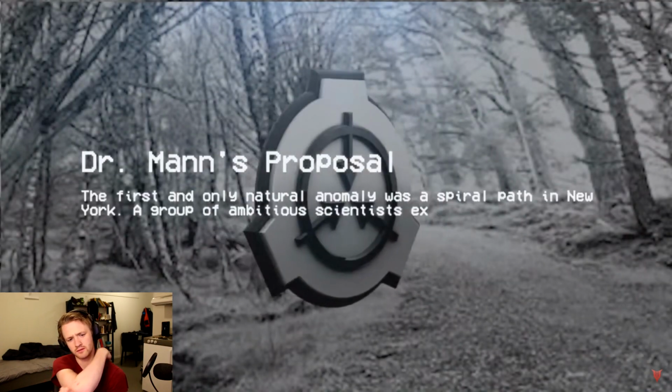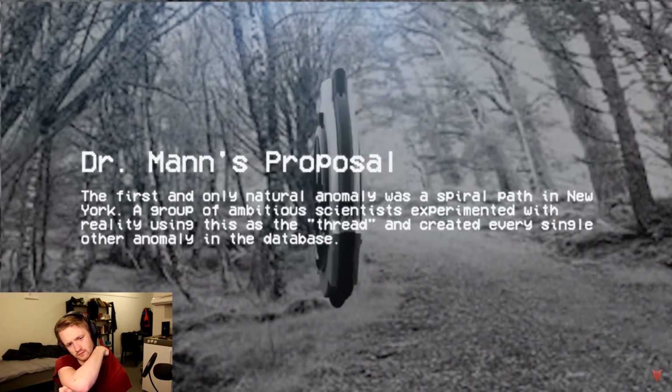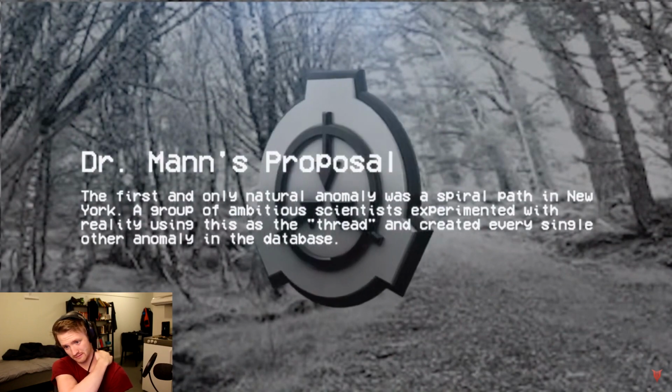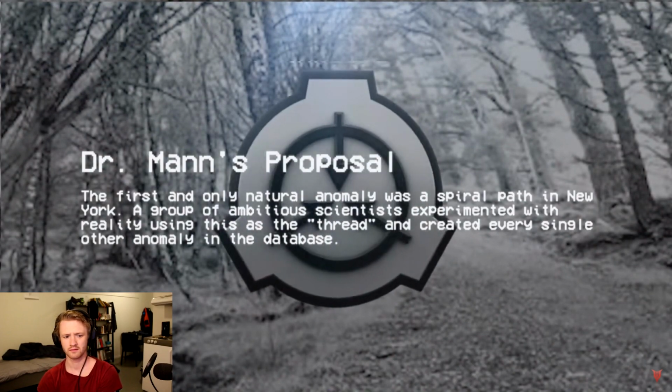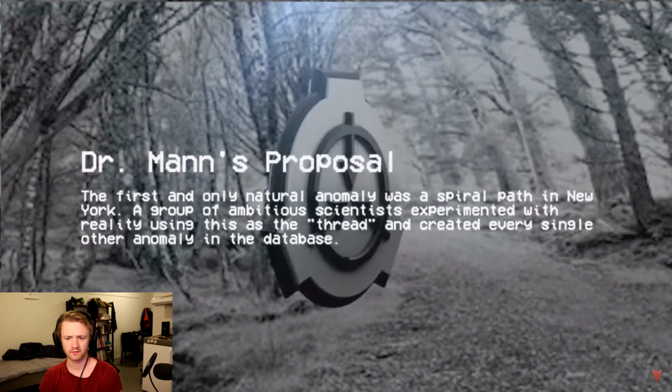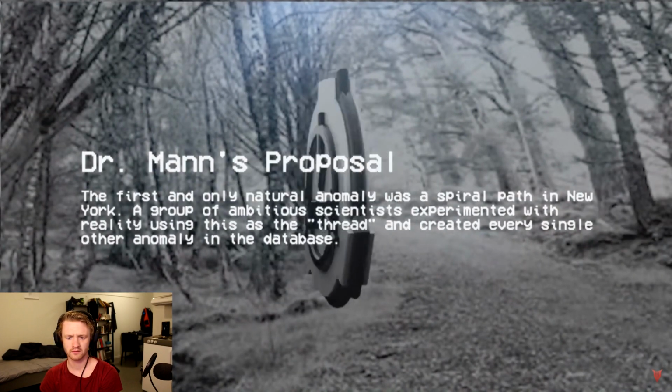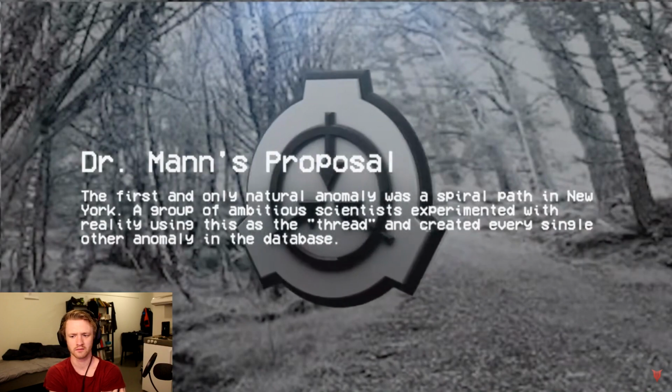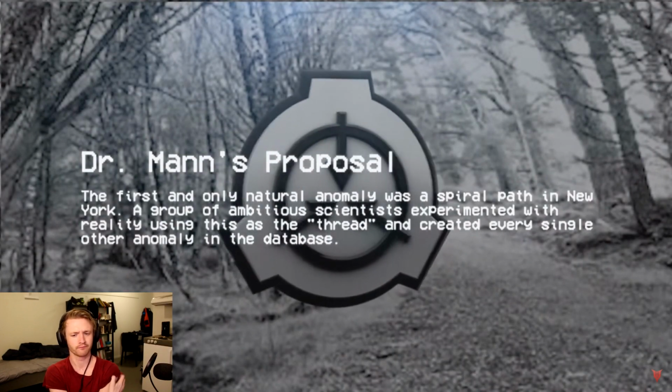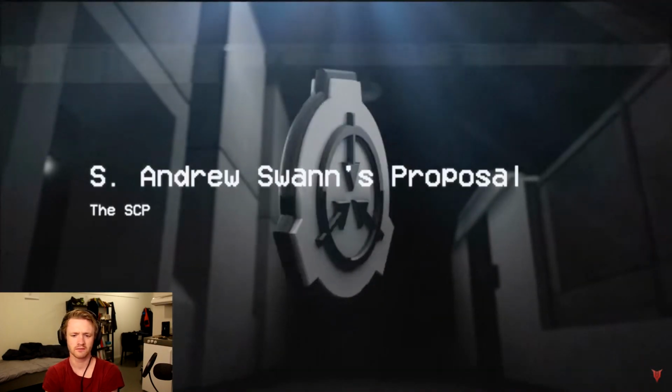Number 2, Dr. Mann's proposal. The first and only natural anomaly was a spiral path in New York. A group of ambitious scientists experimented with reality using this as the thread and created every single other anomaly in the database.